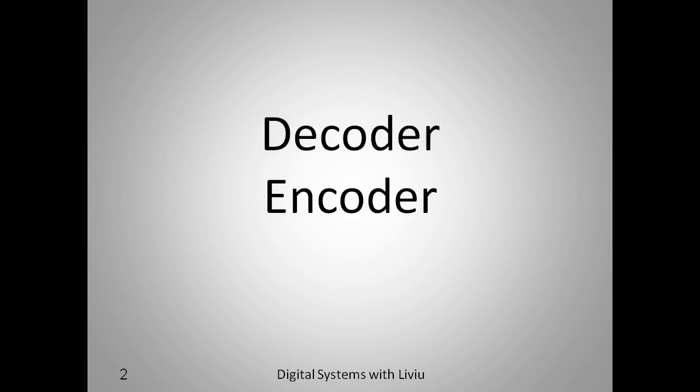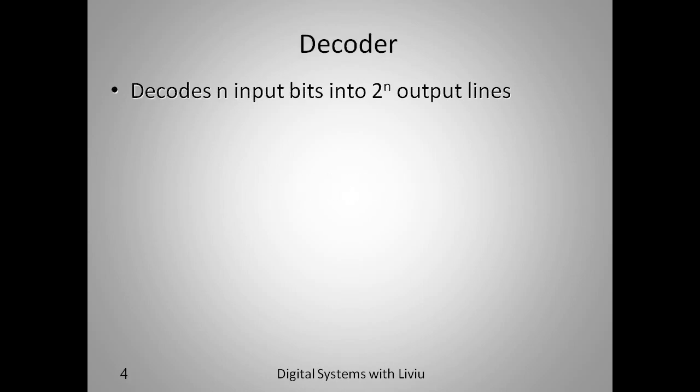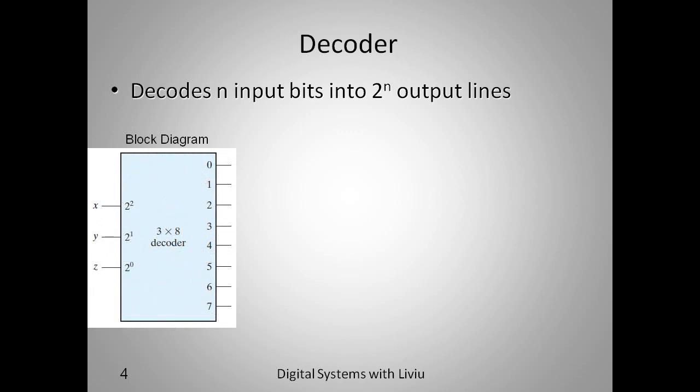In this video we are going to talk about decoder and encoder. Decoder. The decoder decodes n input bits into 2 to the power of n output lines. Let's take an example of a 3 to 8 decoder.